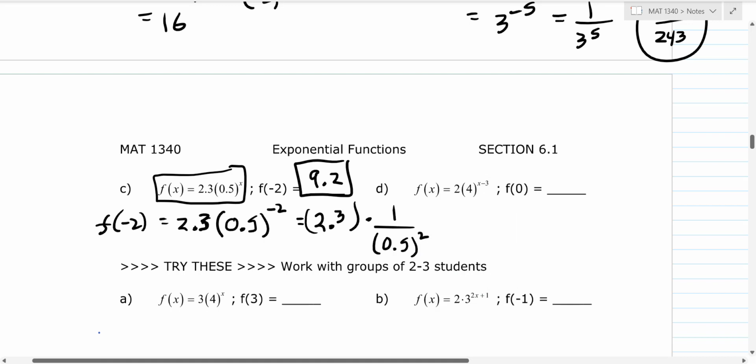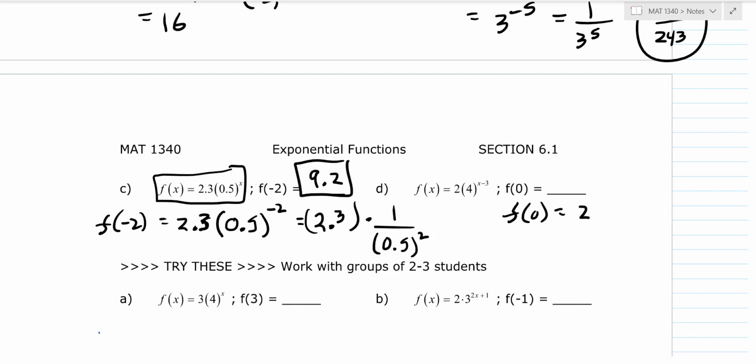If they start getting decimals and stuff in them, try not to do them on your calculator. You don't want to get totally reliant on your calculator. Okay, next problem, f of 0. Again, we plug in, so we'll have 2 times 4 raised to the 0 minus 3.